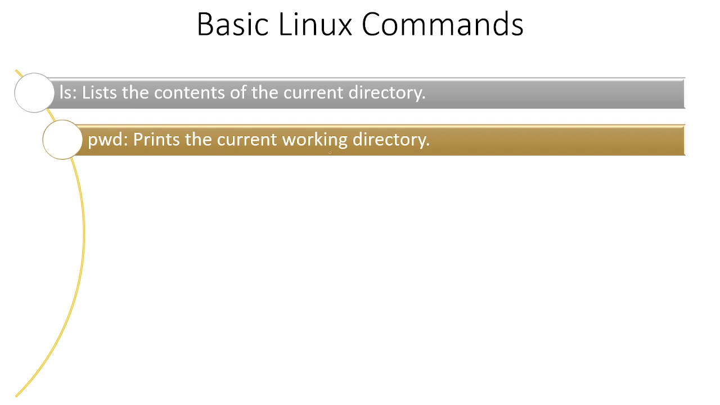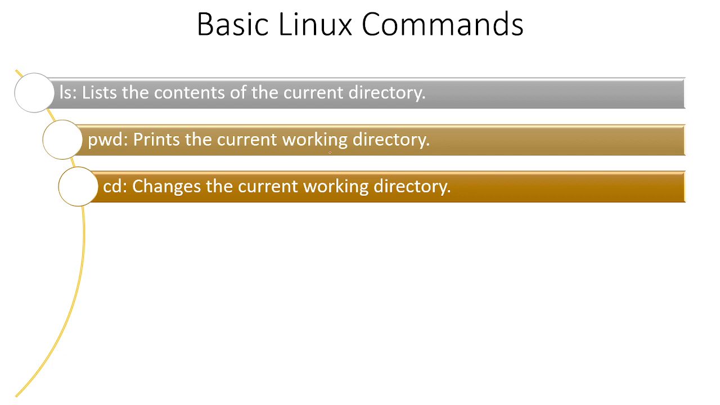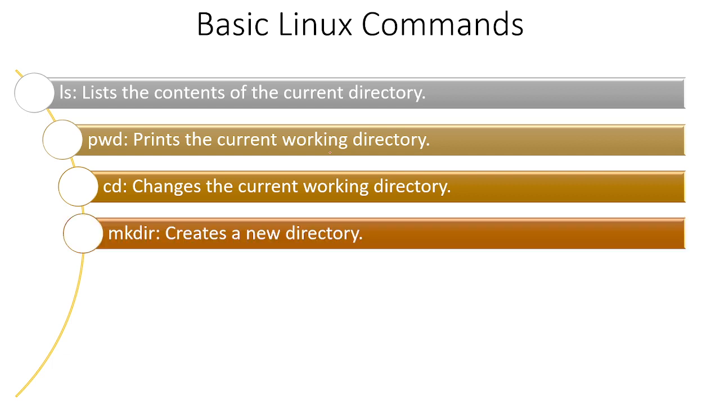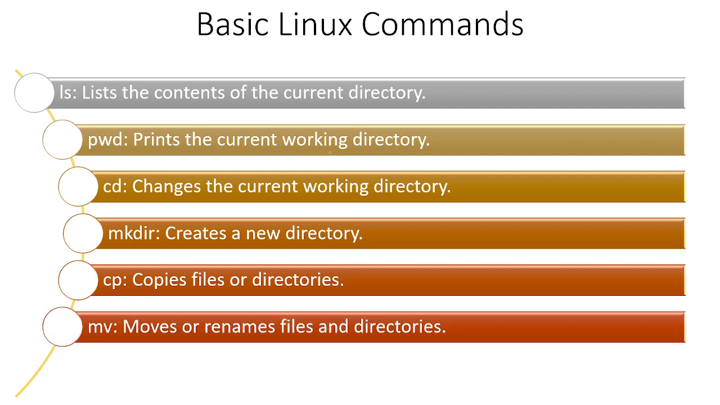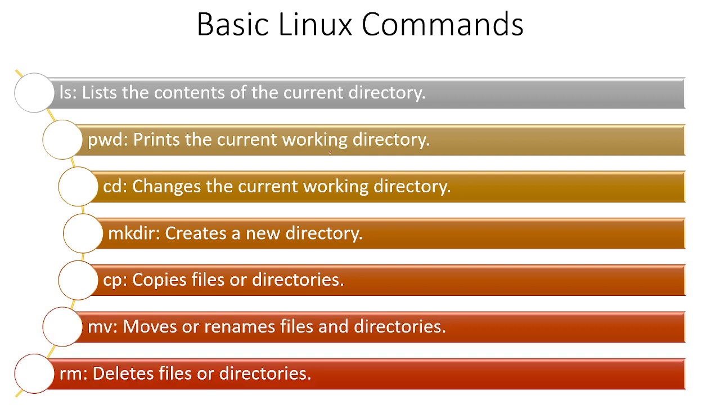pwd means the current directory you are in. cd is used for changing from one directory to another directory. mkdir, make directory, is used if you want to create a directory from the CLI. cp is for copying files, mv is for moving or renaming files and directories, and rm is for deleting files. So these are the basic commands. We'll discuss them in our practical session, along with different types of Linux commands and shell scripting.